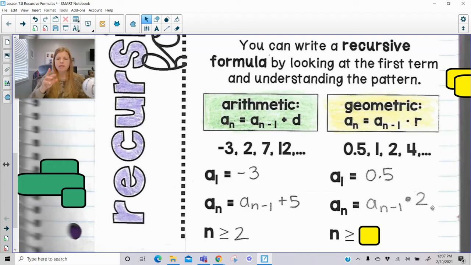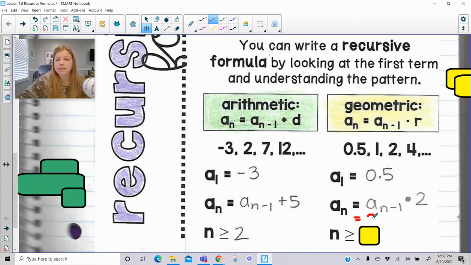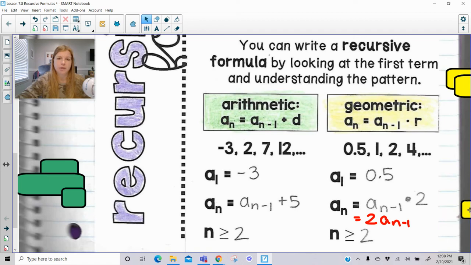Now, sometimes you'll see it reversed. I'm just going to fill it in. So that's an appropriate way to write it. You can also, of course, reverse it and say it's 2 times a sub n minus 1. And you may see either form, but they, of course, mean the same thing. And then n is always greater than or equal to 2.